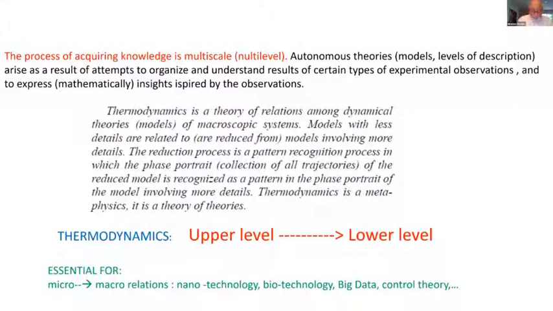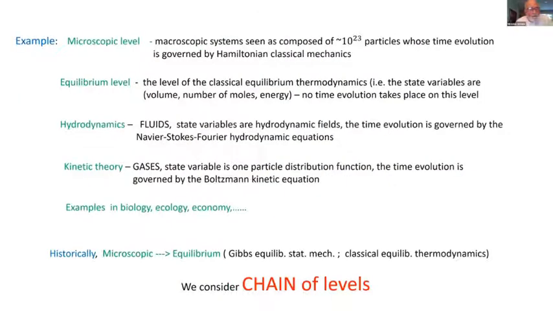So here are some examples of levels. Of course, the microscopic level has 10 to the power of 23 particles. Equilibrium: just volume, number of moles, and energy are the state variables. Hydrodynamic state variables are hydrodynamic fields. Kinetic theory: that's one-particle distribution functions. And there are, of course, many examples outside of physics.